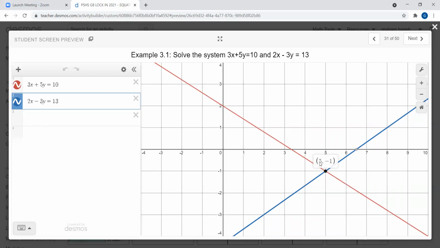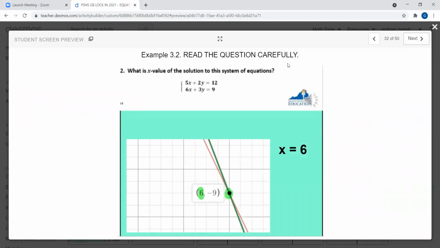If you wanted to substitute in to check on this, 3 times 5 is 15. 5 times negative 1 is negative 5. And 15 and negative 5 is indeed 10. 2 times 5 is 10. 3 times negative 1 is negative 3. 10 take away negative 3 is 13. That's why that's the answer. But clearly, it's much easier just to type them into Desmos and just look for that intersection.